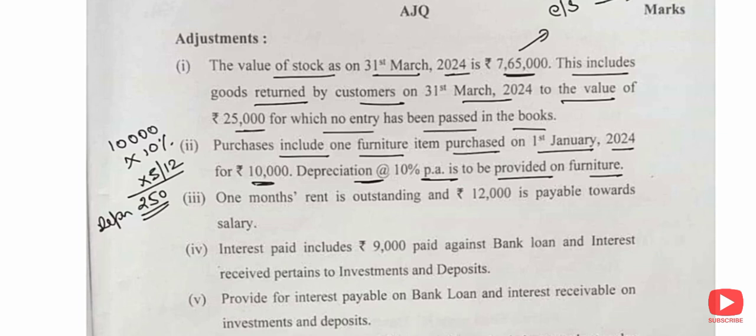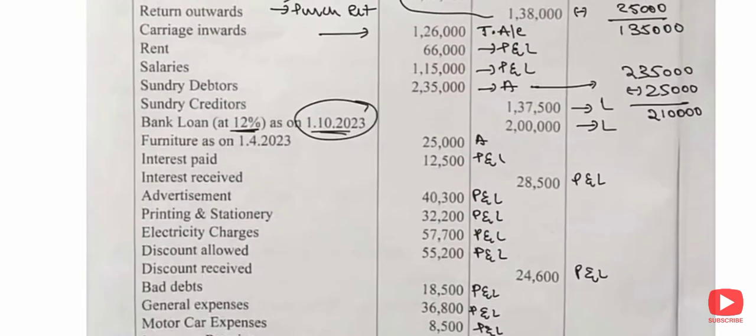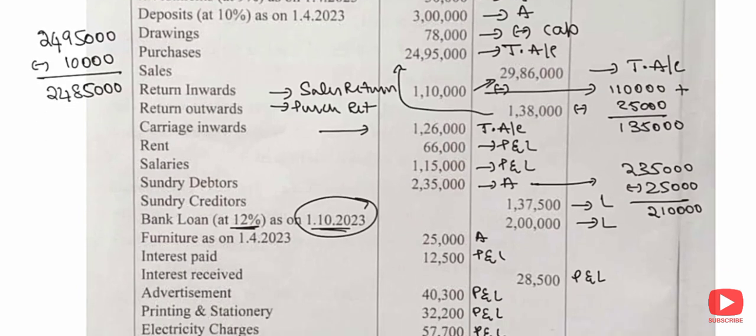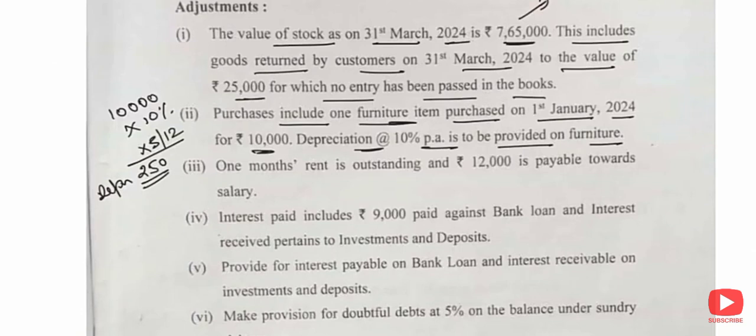Now purchases includes this furniture. So what we have to do? We have to go to purchases. Purchases how much? 24,95,000. 24,95,000 minus 10,000. That makes it 24,85,000. That is your purchase value. Go to furniture. Furniture is 25,000. So 25,000 plus 10,000. Now your furniture has gone up to 35,000. But on the 25,000 you calculate depreciation for entire year. On 10,000 you calculate depreciation only for 3 months.